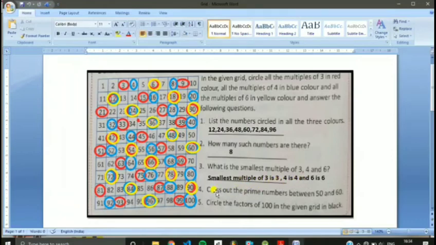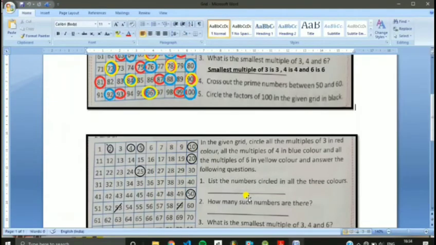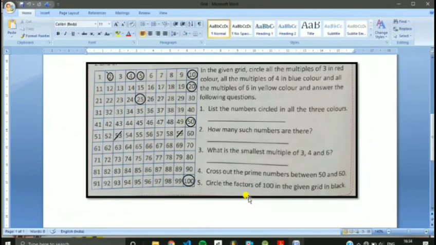Now before coming to the next question, we will be having the learning in a different format. So let us see the next two solutions. So here are the two solutions related to question number 4. Cross out the prime numbers between 50 and 60.